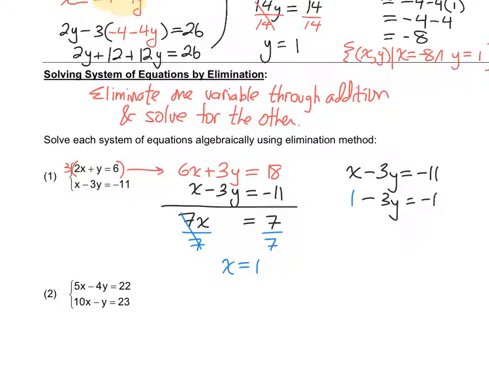All right? That's the beauty of this kind of approach. You multiplied the second equation by negative 2. I multiplied by 3. Who's right? We're both right. Okay? So plug in the 1 for x, simplify.